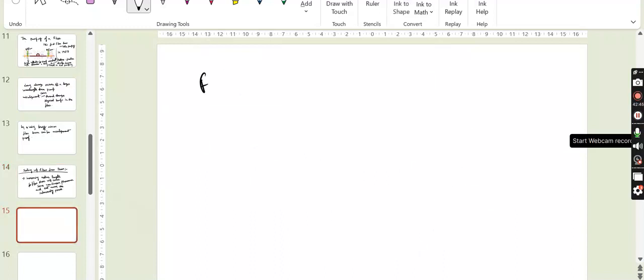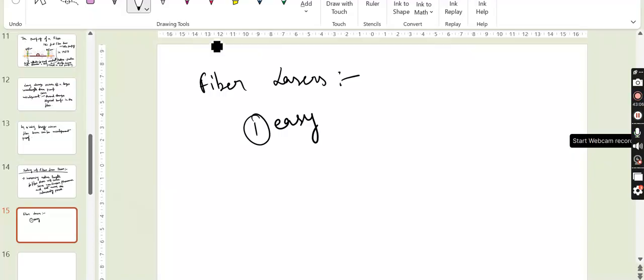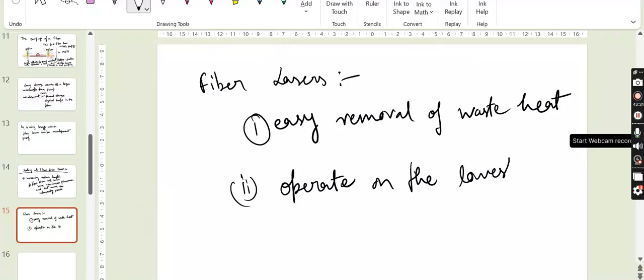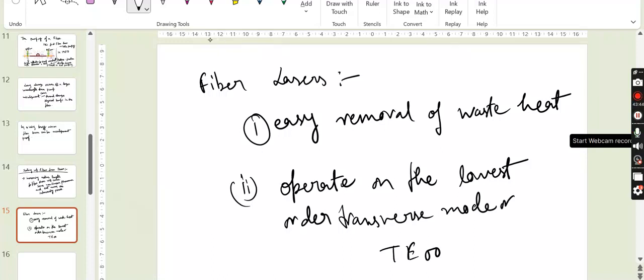So fiber laser advantages are basically easy removal of waste heat, and operating on the lowest order transverse mode, which is the TE00 mode. So you need to remember the advantages and disadvantages of each laser.